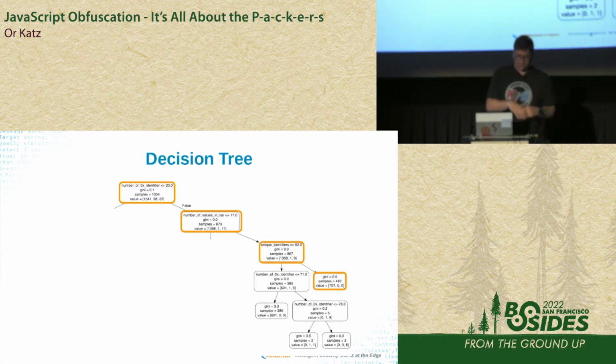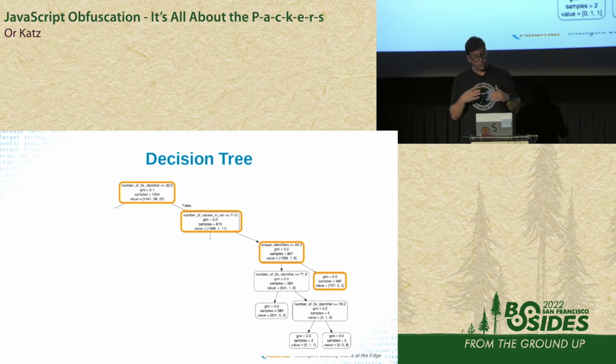Only taking those 3 features with the following values: the number of identifiers starting with _0x above 20, the number of elements in the array about 17, and the number of unique identifiers greater than 92. Only those 3 features and those values will eliminate 50% of the problem, meaning 757 out of the 1,541 samples that we checked.